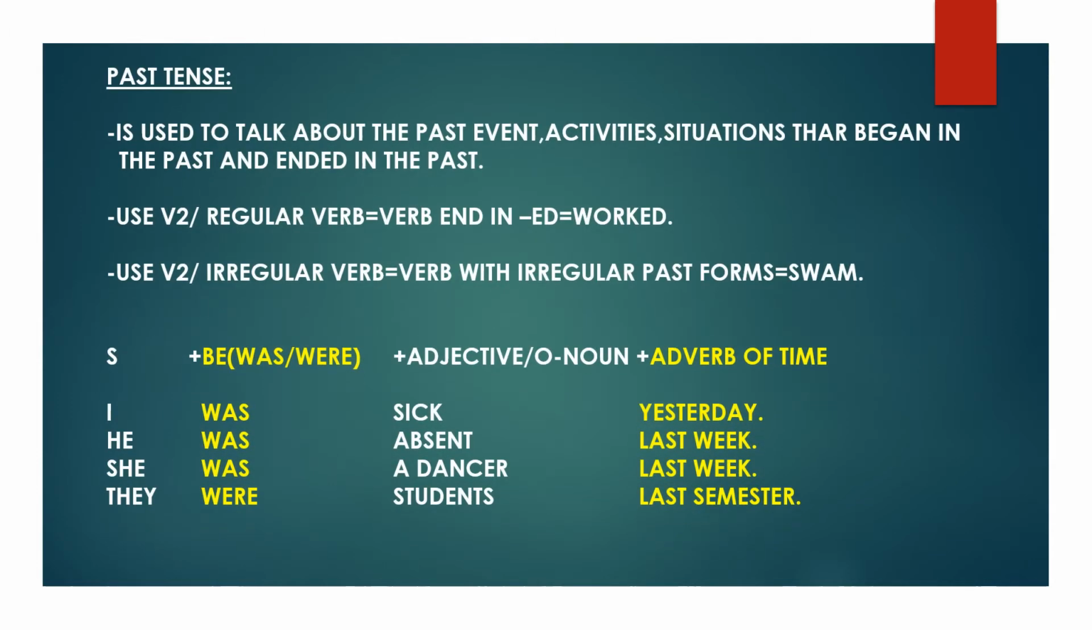About the past tense, it is used to talk about past events, activities, situations that began in the past and ended and was completed in the past. So it was a completed action, a past action. We don't do it anymore now.